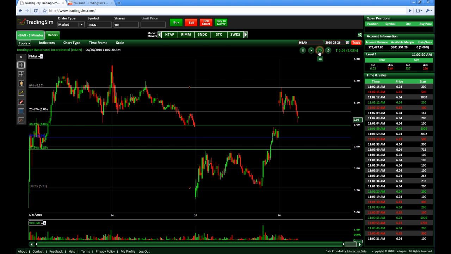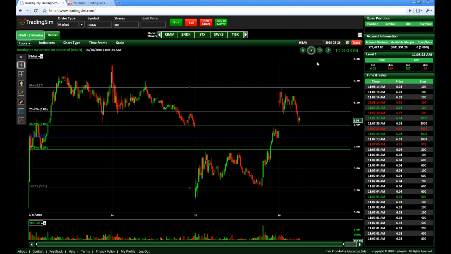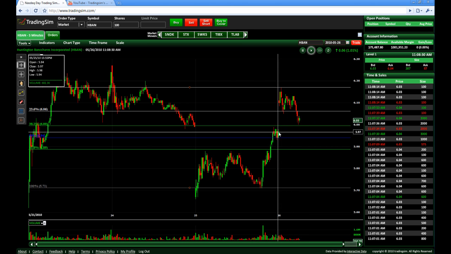You fast forward a bit, keep this going. So you can kind of see we came down here right around the 38.2% retracement. And the key thing to point out here is that you have the 38.2% retracement with the gap support here as well from the morning.